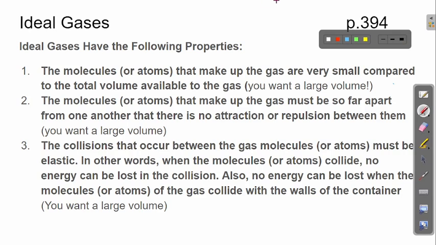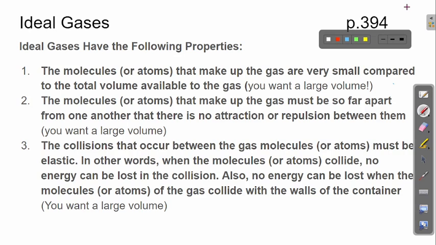Okay. Ideal gases. The formulas that we have been applying and we learned about only work for ideal gases. So the only time that you can use these formulas is when you have an ideal gas. So we need to know what an ideal gas is. An ideal gas is a gas that has the following properties, and you're going to need to memorize these properties. We're on page 394 plus in your textbook.